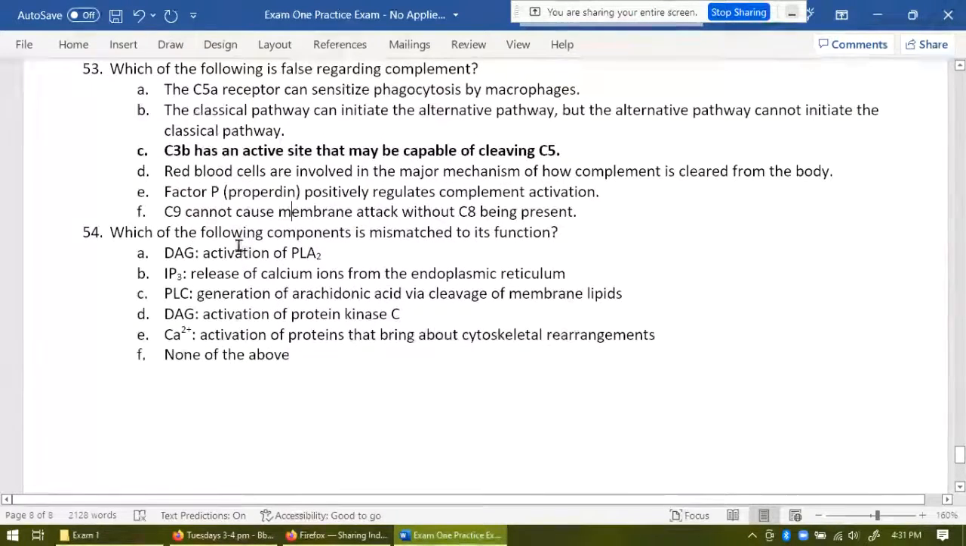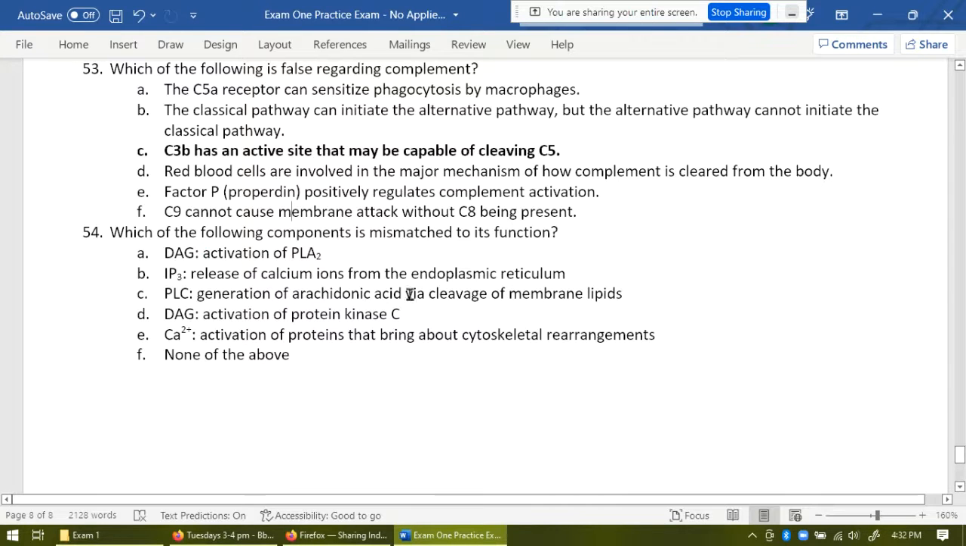Okay, and last one. Which of the following components is mismatched to its function? Diacylglycerol activation of phospholipase A2. That one is true. That's one of the things that diacylglycerol does. IP3, release of calcium ions from the ER. That one is also true. It binds to its receptor on the ER, causing it to open. It serves as a channel to leak calcium ions out.